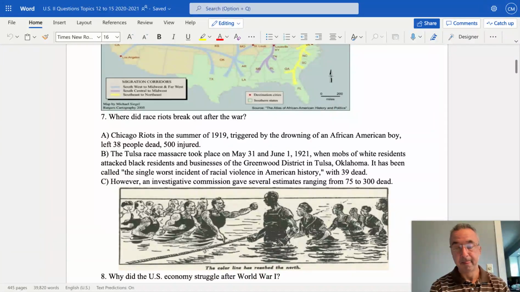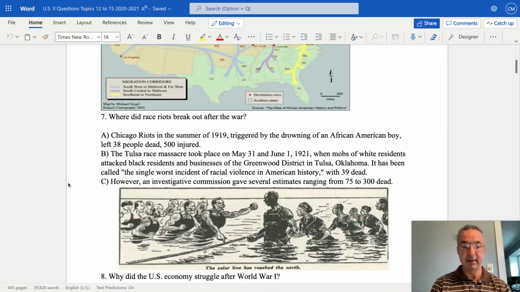And here's a cartoon that was in a newspaper from the riots in Chicago, showing that the color line had reached the north. You see African Americans and whites, and that line of the water there is a reference to the line that was in the water for the swimming area, where the African American boy was stoned and drowned.